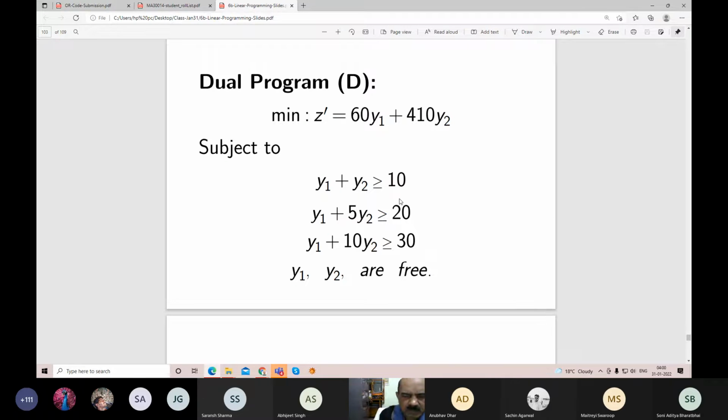Which method will apply? The big M method. Big M method again, or the two-phase simplex method. After finding the solution, you will get back the original solution y1, y2. y1 equals y3 minus y4, y2 equals y4 minus y5, where y3, y4, y5, y6 all are non-negative. Okay, that's all.